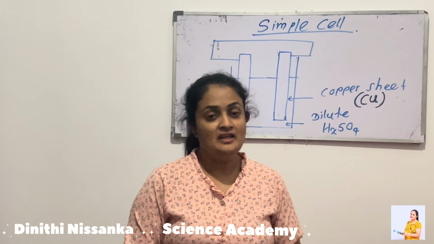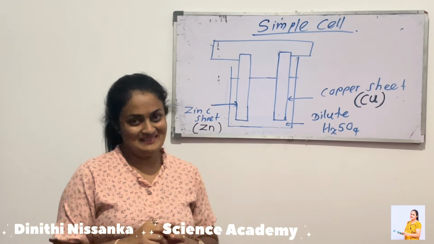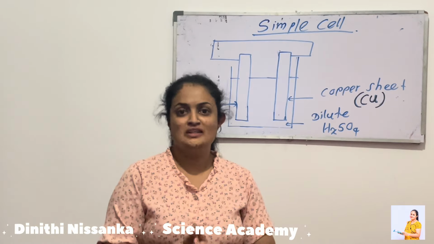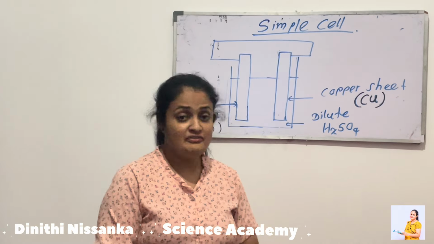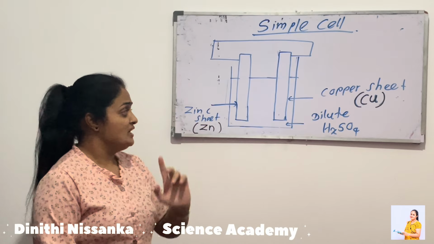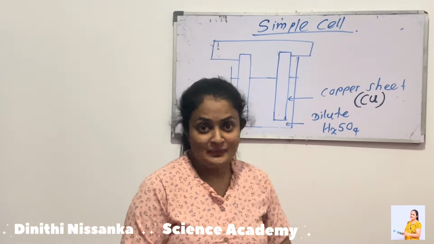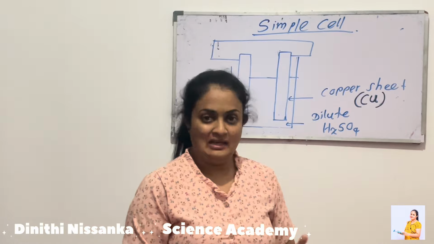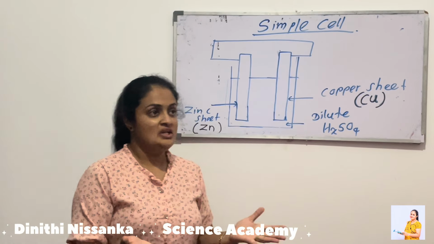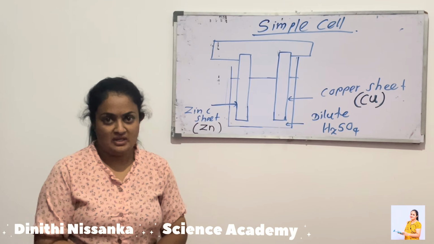simple cell, right? Normally when you are constructing a simple cell, we have to use two metals that are in different positions in the activity series, right? For example, I selected here a zinc sheet and a copper sheet. Then the sheets should be dipped in a dilute acid, dilute sulfuric or dilute nitric acid or any dilute strong acid, right?